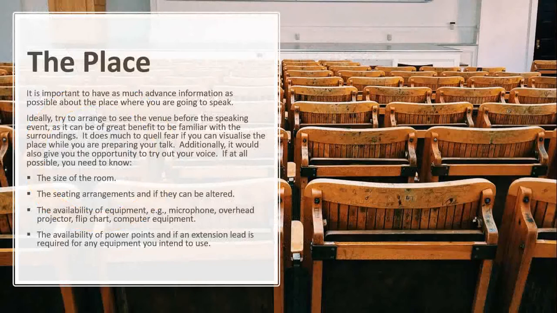Okay, the place or the location. It is important to take as much advance information as possible about the place in which you're going to speak. Ideally, try and arrange to see the venue before speaking at an event. It is of great benefit that you're familiar with the surroundings, and also to help with your nerves. If you can visualize the place when you're preparing for your talk, it can calm those nerves initially.